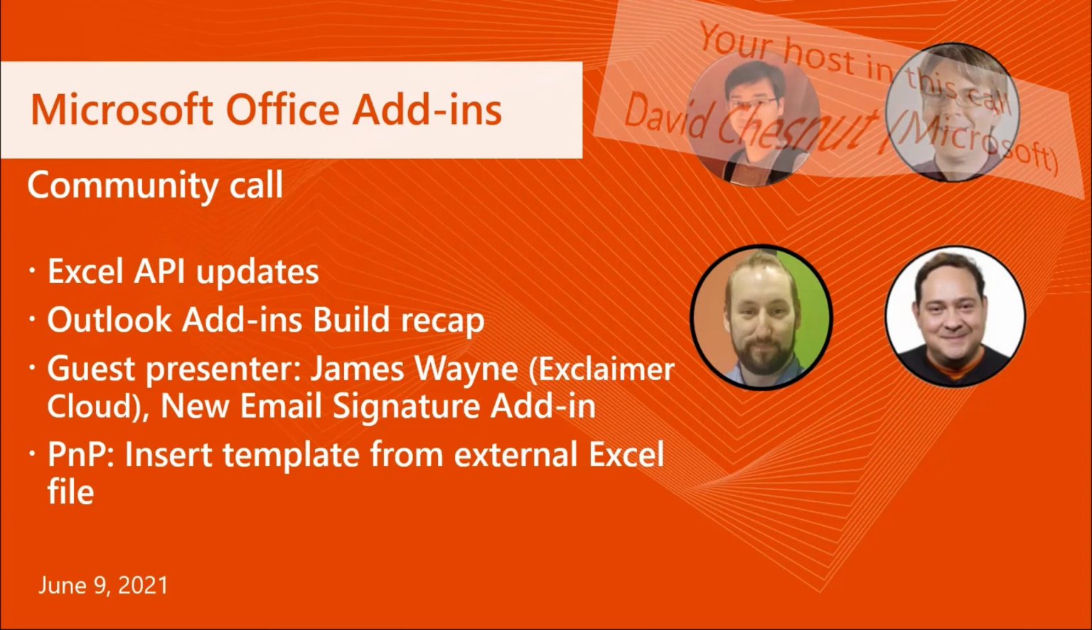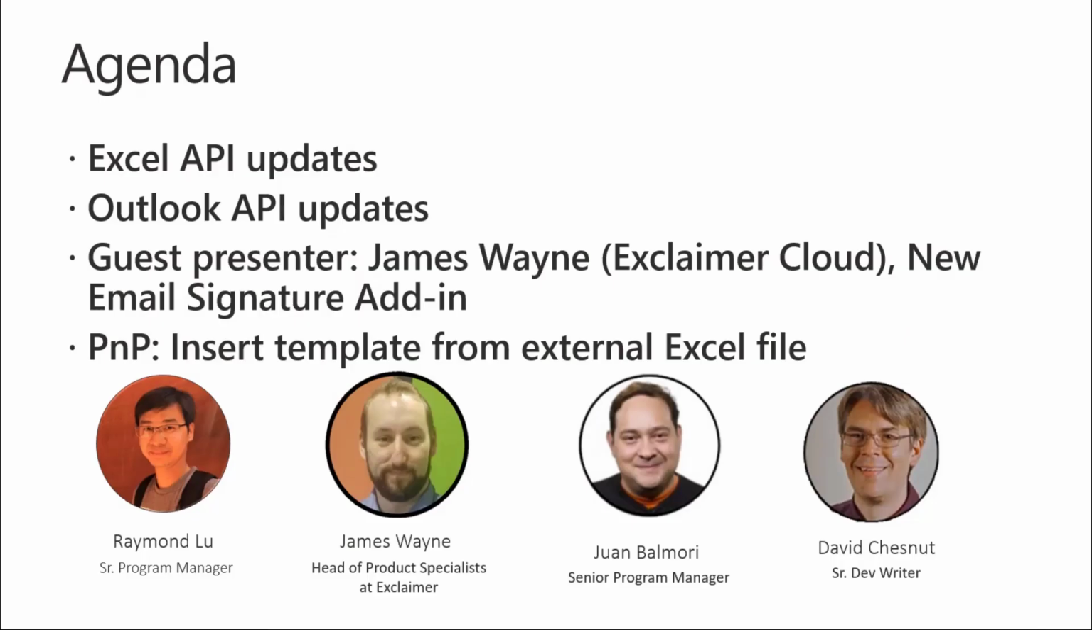We've got a pretty full agenda to get through today, so let's take a look at our presenters. Joining us is Raymond Liu, who's going to talk about some Excel API updates. Then Juan Balmari is going to share some information around Outlook API updates. From there, we'll segue to our guest presenter, James Wayne from EXCLAIMER Cloud, and he's going to show their new email signature add-in and a bit of the developer journey along the way to building that. And then finally, I will be doing a demo of a new sample we have for PNP on inserting a template from an external Excel file.